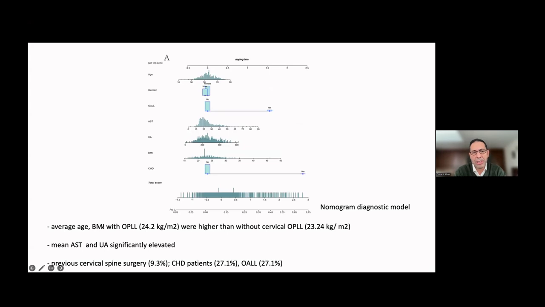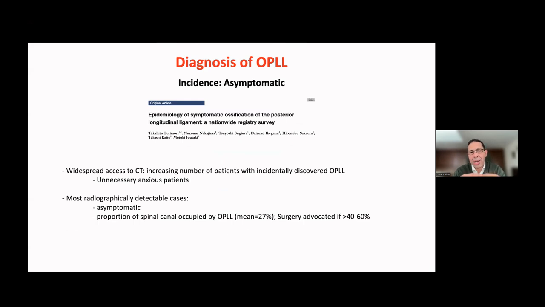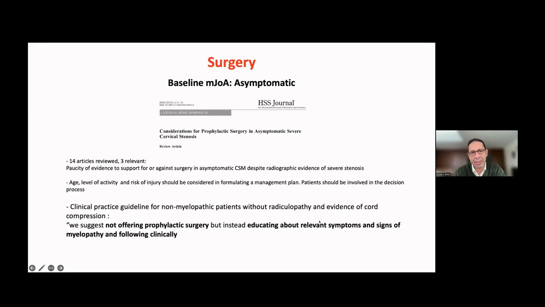It seems that with age, which we already knew, but also body mass index were higher in OPLL. Mean AST and urea were also elevated, as were previous spine surgery and coronary heart disease, and anytime you see ossification of the anterior ligament, there is also a higher chance of OPLL. But of course, with widespread use of CT, there is an increasing number of patients in whom you discover OPLL incidentally. These patients don't need to be anxious. Most radiographically detectable cases are asymptomatic, and the proportion of canal occupancy in this study was 27%. Surgery is advocated if you have more than 46%.